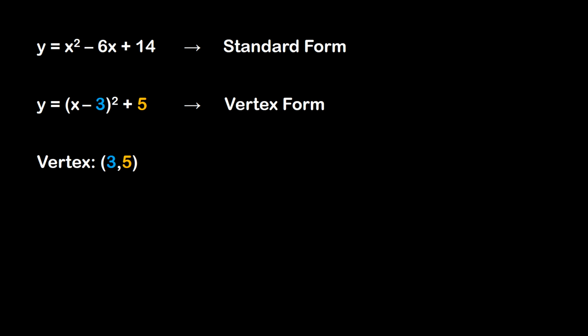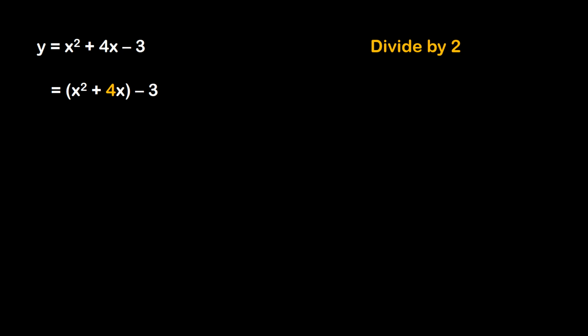So why don't we do another example? In this example we have another standard form of a quadratic equation, and we're basically going to follow the exact same steps again. So once again, the first thing we'll do is place brackets around the first two terms. We will then color code the number in front of the x, which is 4, and we will both divide 4 by 2 and then square it. So 4 divided by 2 is 2, and 2 squared is equal to 4.